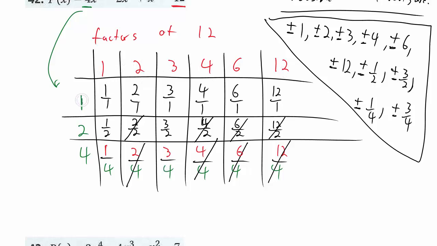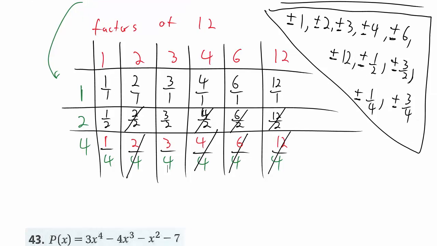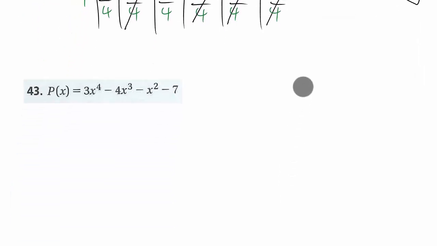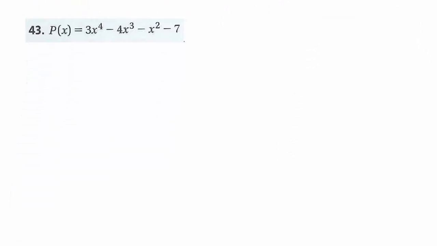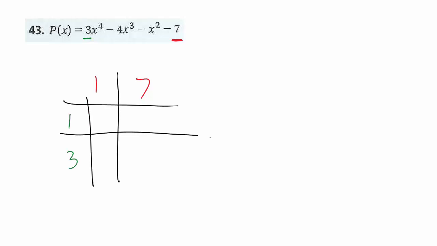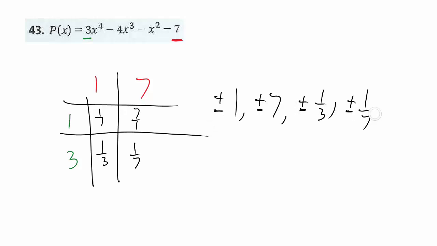Like 12 has 6 factors and 4 has 3 factors, and so there's 18 possibilities, and they do get narrowed down. But when you have numbers that have a lot of factors, it makes a lot of possibilities. But with prime numbers, there's only 2 factors for 7, 1 and 7, and there's only 2 factors for 3, and that's 1 and 3. So altogether, there's only going to be 4 possible rational roots there: 1 over 1, 7 over 1, 1 over 3, 1 over 7, and then you just do the plus or minus case. And so you get these 4 possibilities, and here there are no duplicates.